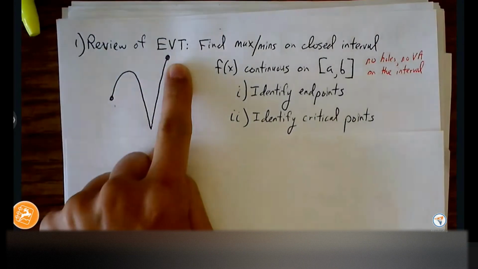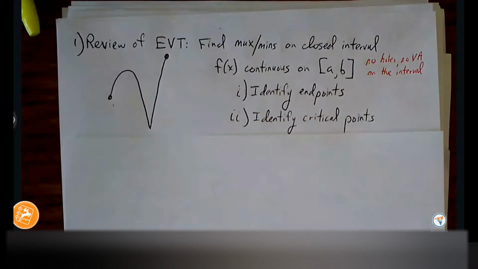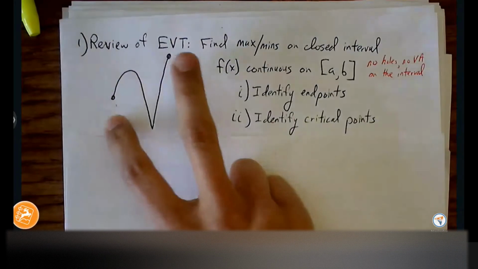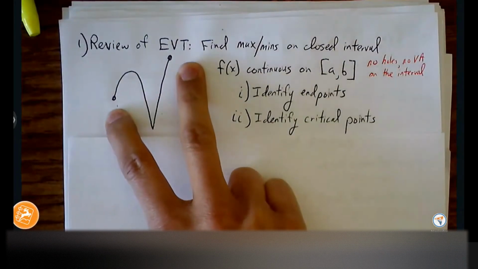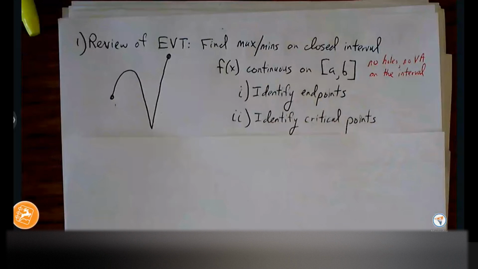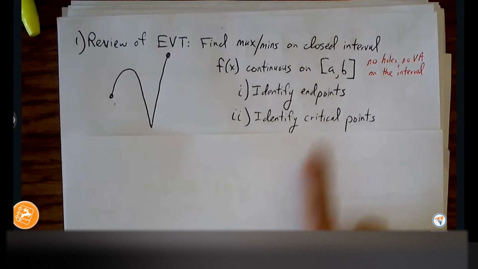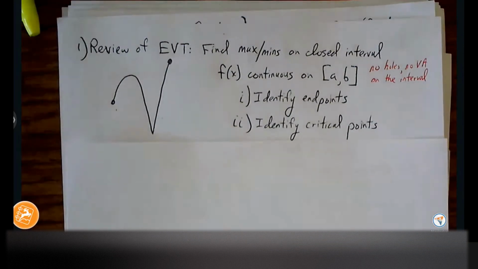So here's a diagram to show you where the candidates for max and mins can come from. The candidates are going to come from endpoints, and from critical points. So your endpoints could end up being the highest and lowest points on the graph. So we want to make sure that we consider those endpoints, that we are testing those endpoints. The next possibility is coming from critical points. So critical points come from the derivative.